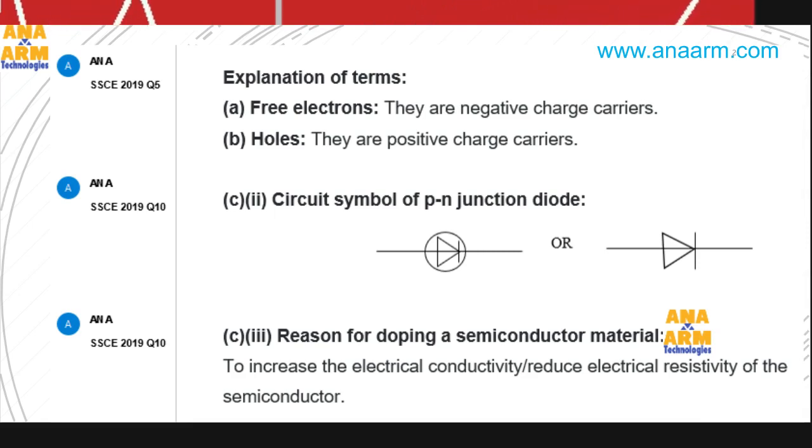Now, the reason for doping a semiconductor is to increase the electrical conductivity. In other words, to reduce the electrical resistivity of the semiconductor material.